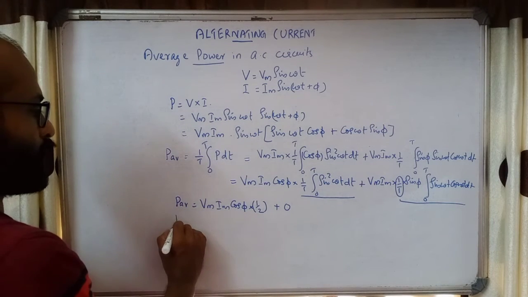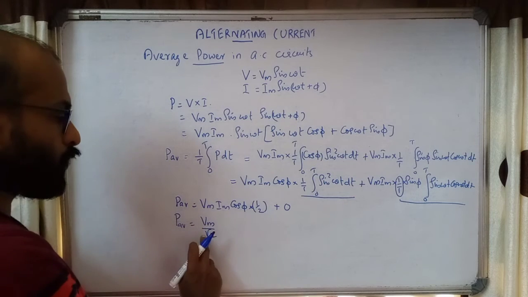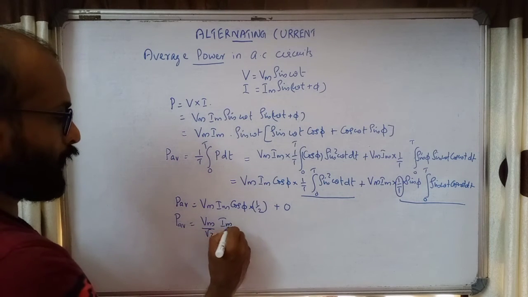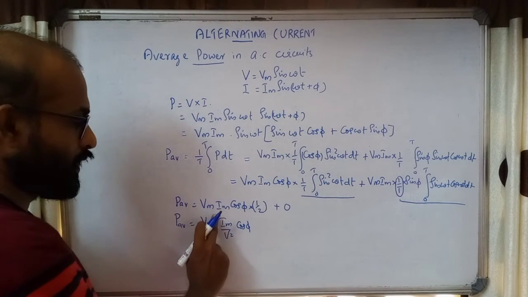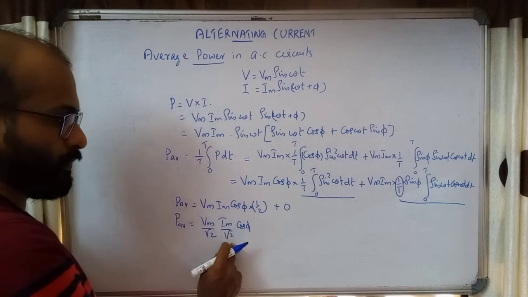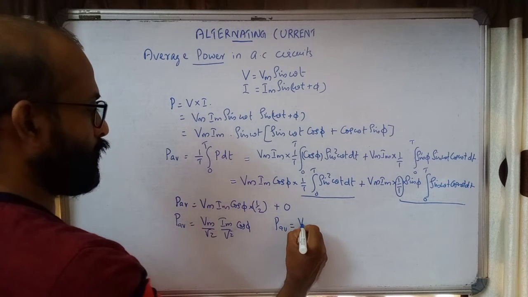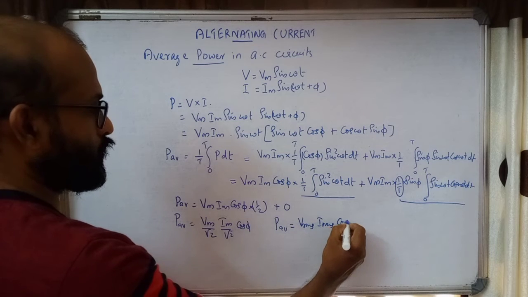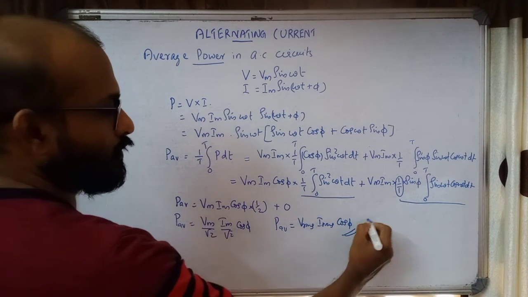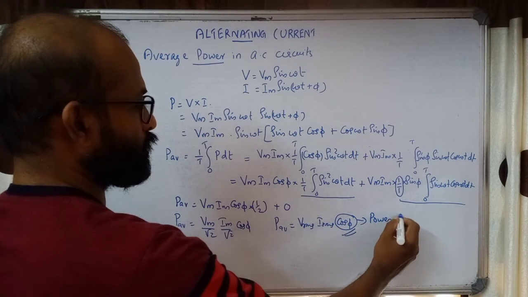Now we can rearrange. Average power is equal to Vm Im cos φ by 2, which I write as the product of √2 into √2: (Vm/√2)(Im/√2) cos φ. Vm/√2 is Vrms and Im/√2 is Irms. So we have P average = Vrms Irms cos φ, the RMS value of voltage times the RMS value of current times cos φ. This cos φ is known as the power factor.